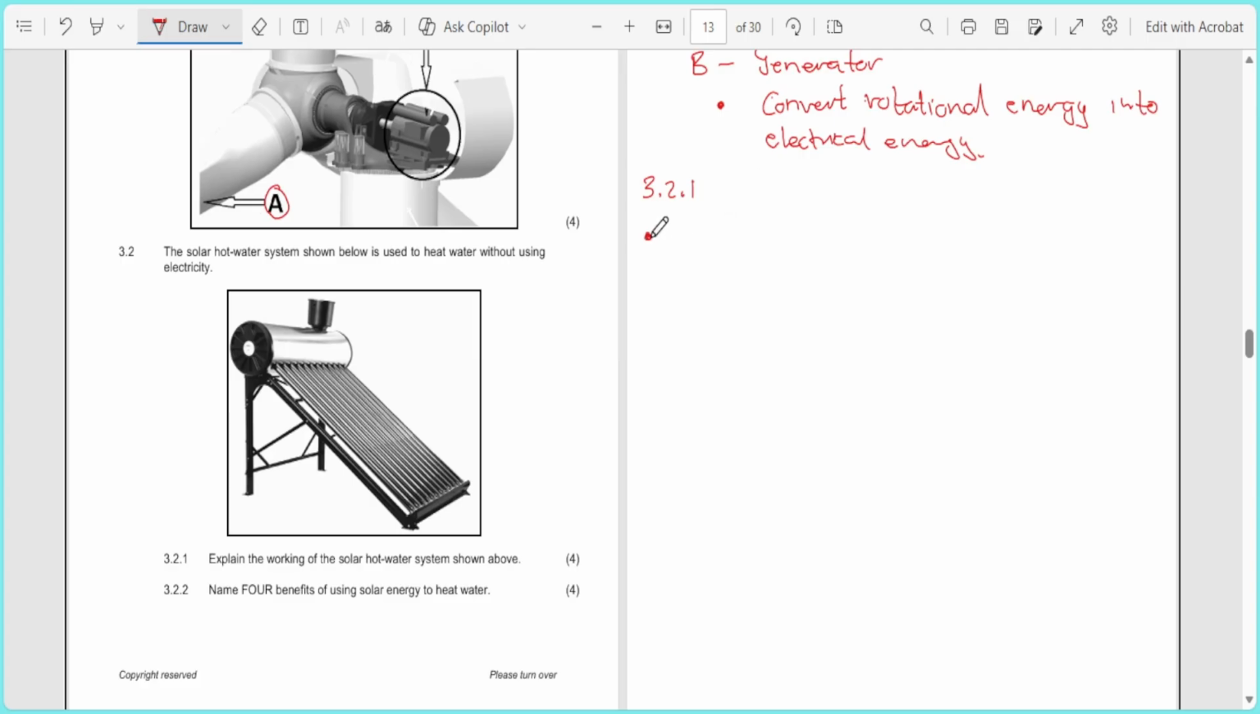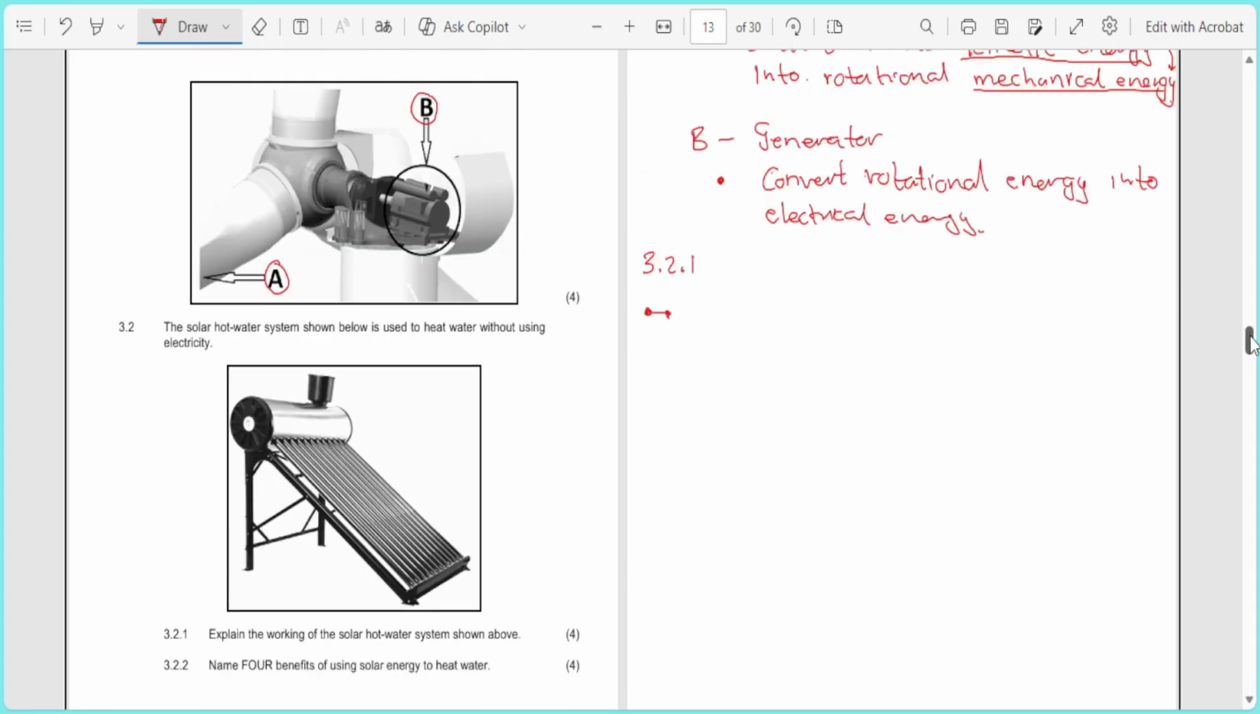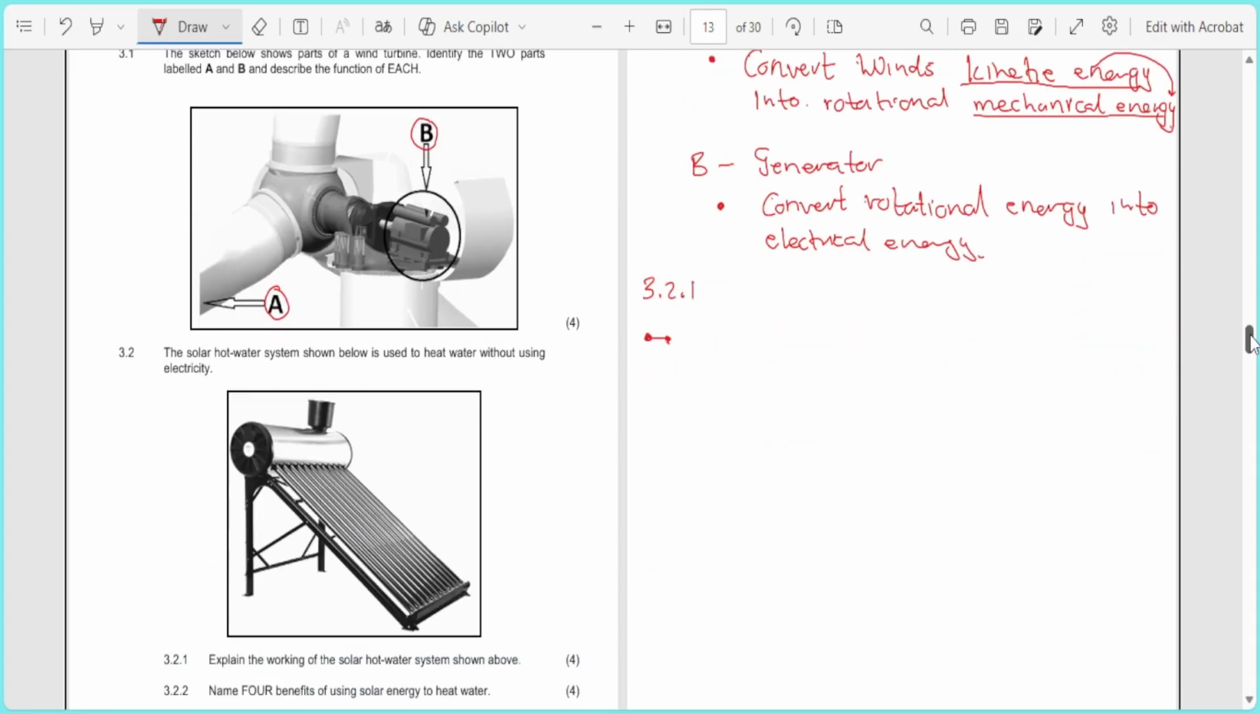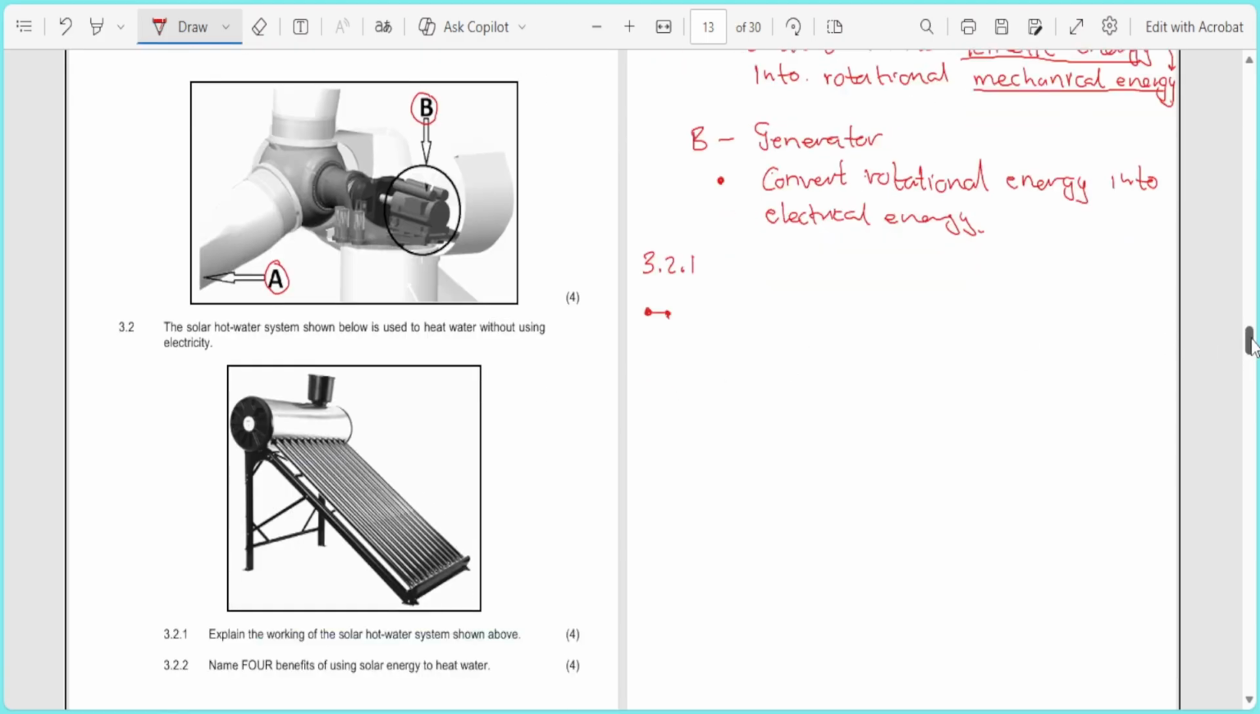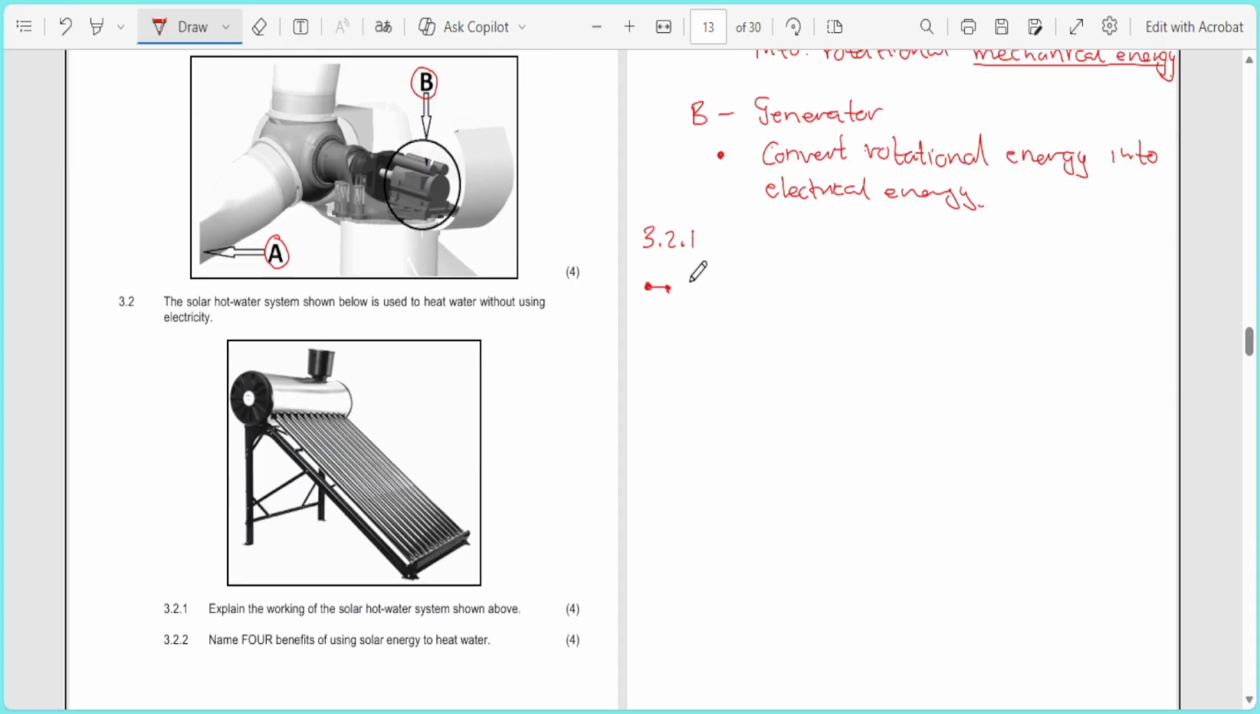Reason being, my writing won't be as fast as I want it to be. So just like we did with question 2, I'm just gonna touch on the key phrases in our explanation for the principle or for the working of the hot water system. Okay, so there's that solar connection. Let's start off here. Solar connection.